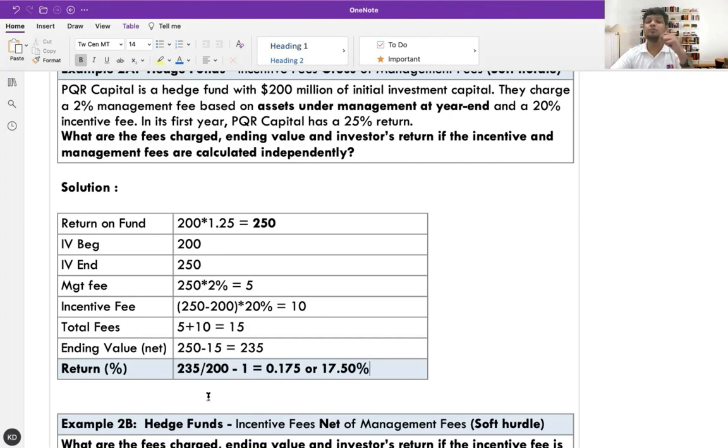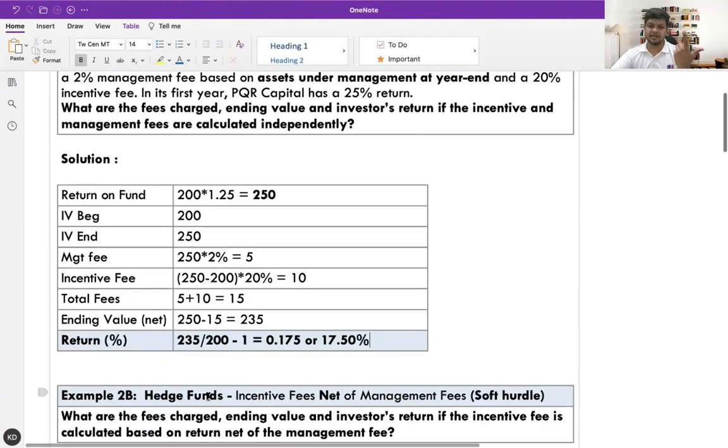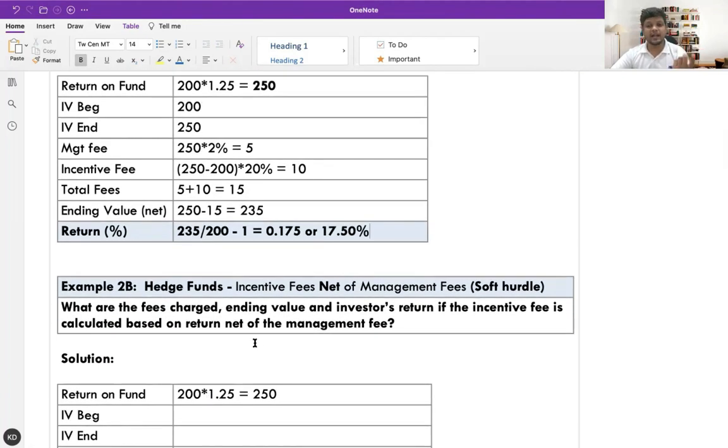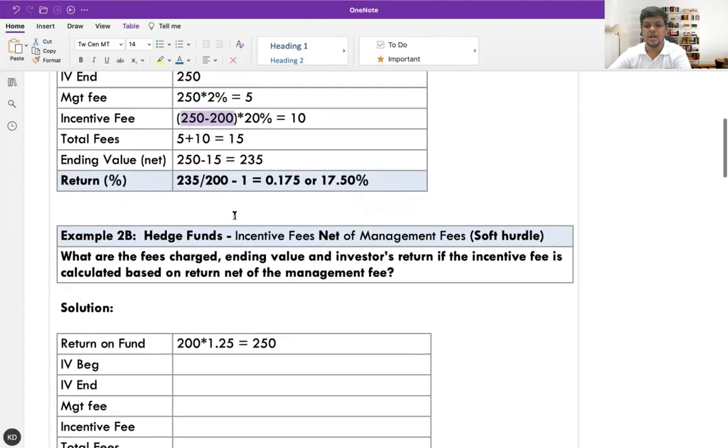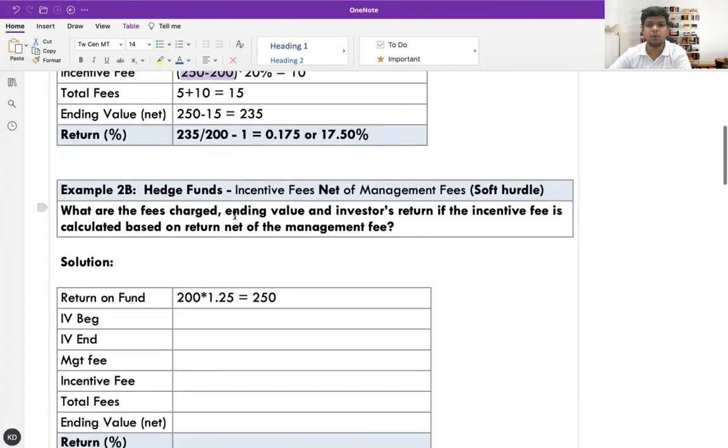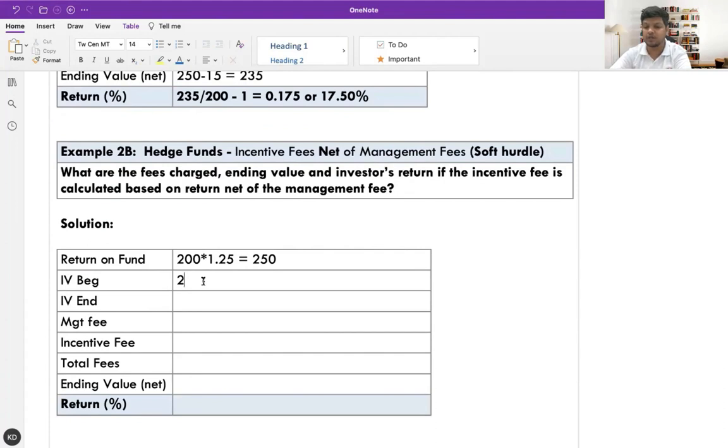Now see, I will do minor changes in it and be alert. In the second one, hedge fund incentive fees are net of the management fees. Here you calculated the incentive fee on the gross, right? Everyone? Yes. Clear. Now, if I do the same, what is going to be the situation here? It was 200 initially, then it became 250. Management fee was 250 into 2%, which was 5.